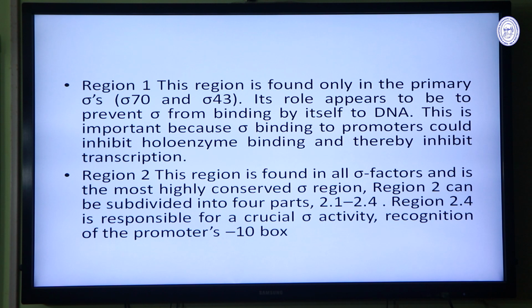So, what are the functions of region 1? Region 1 is only found in the primary sigma factor. Primary sigma factor, that is sigma 70 in E. coli or sigma 43 in Bacillus subtilis.